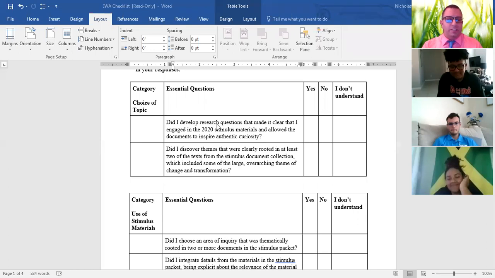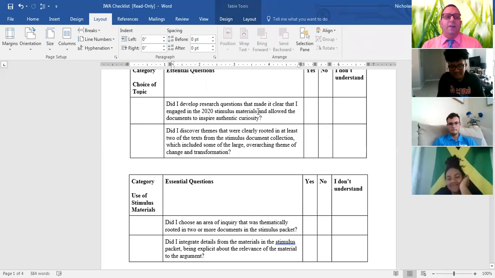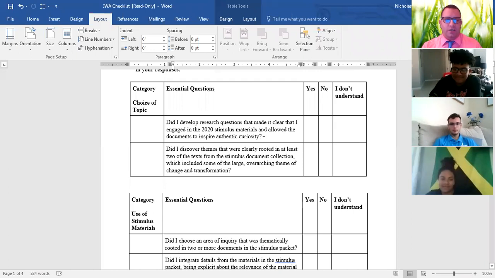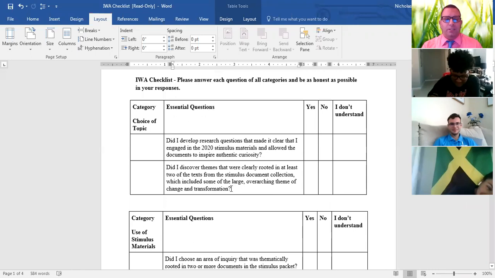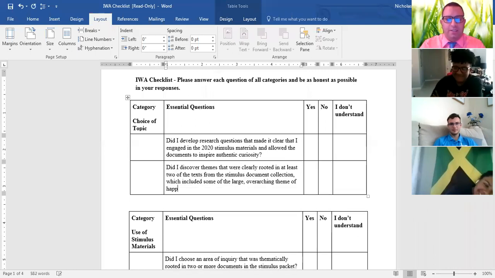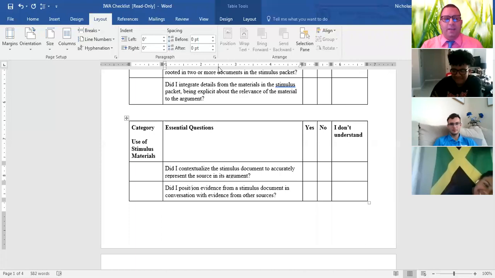So did you, for example, if you look at the first one, develop a research question that made it clear that you engaged with the 2020 stimulus materials and allowed the documents to inspire authentic curiosity, okay? If you answer no to that, then you need to go back into the stimulus materials and think about a better topic, okay? Did I discover themes that were clearly rooted in at least two of the texts from the stimulus documents, which included some of the large overarching theme of, I think happiness is a better way to phrase that, of happiness, okay, whoops.